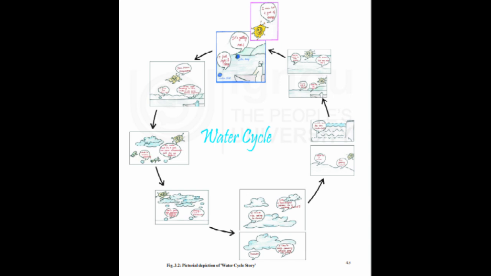Most water falls back into the oceans or onto land as rain, where the water flows over the ground as surface runoff. A part of this water enters rivers, which ultimately flow towards the oceans. A part seeps down into the ground, forming groundwater. Fig. 3.2. Pictorial depiction of water cycle story.